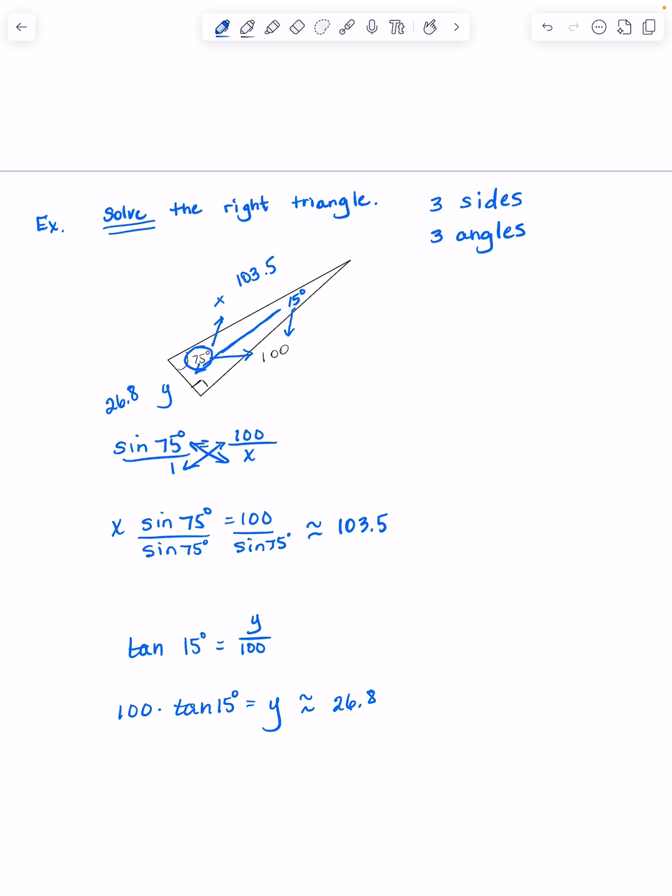So I solved all 3 sides and all 3 angles. And just before you stop here, think about whether your answers make sense. Remember that your biggest side is across from your biggest angle. So your biggest side is going to be the hypotenuse, always. Notice that it's 103.5, then my side across from 75 degrees is 100, and then the side across from my smallest angle, 15 degrees, is 26.8, which makes sense to me.